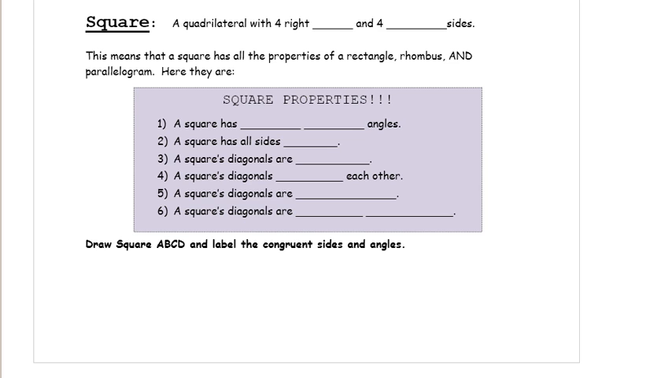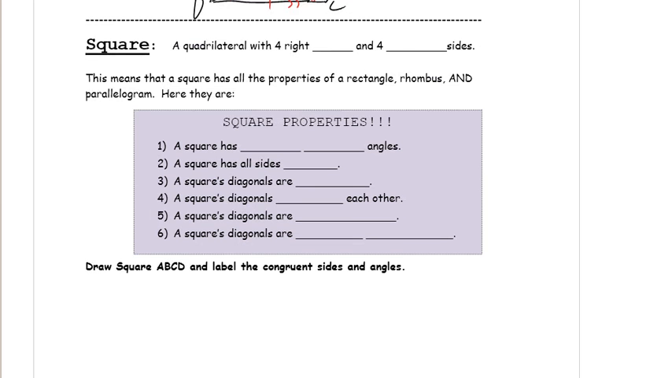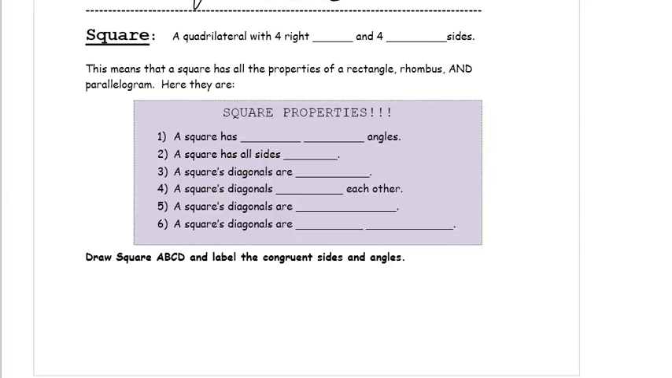Last one, the one you guys I know you've been waiting for. A square. Pretty simple idea. Basically, a square is a rhombus and a rectangle combined into one thing. So, a quadrilateral with four right angles and four congruent sides. We all know what a square looks like. This means that a square has all the properties of rectangle, rhombus, and parallelogram. So basically they're all rolled into one.